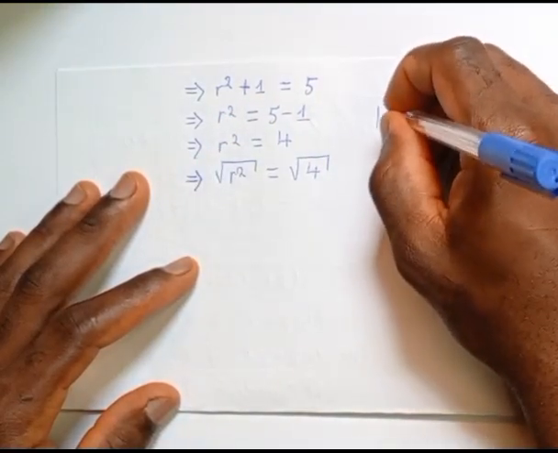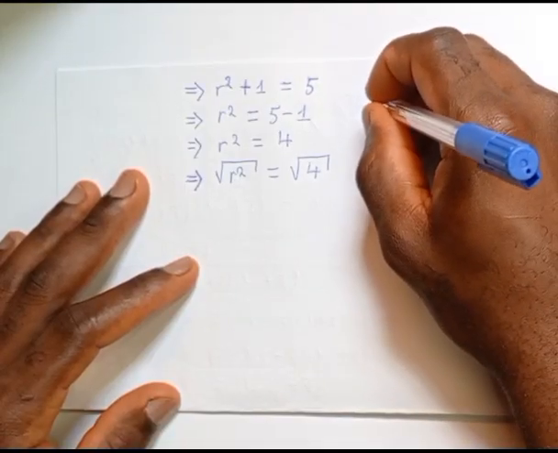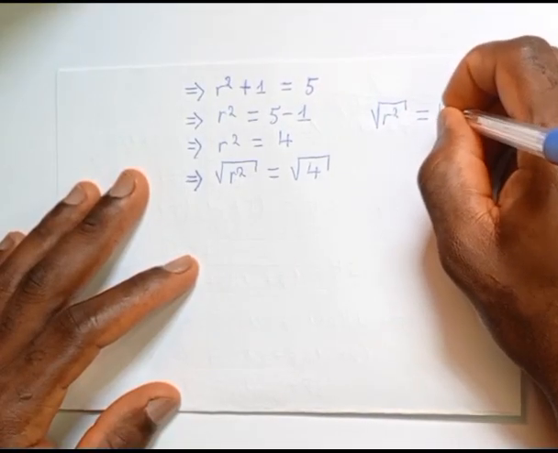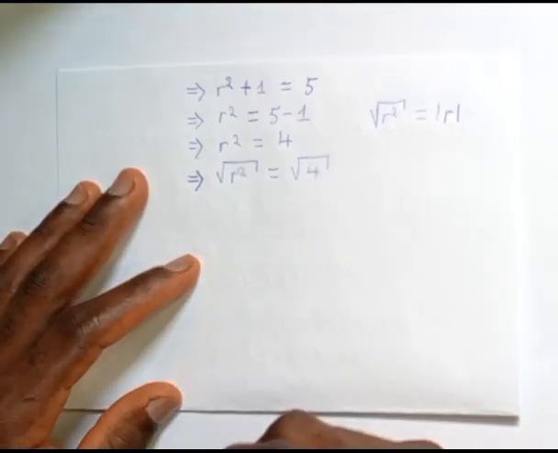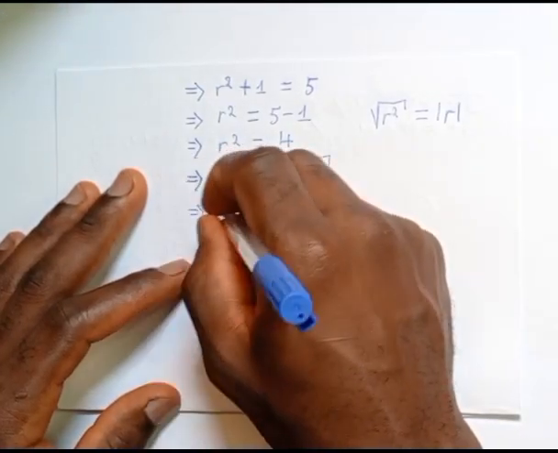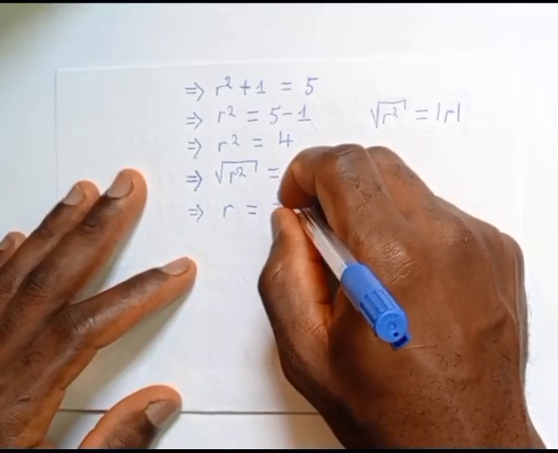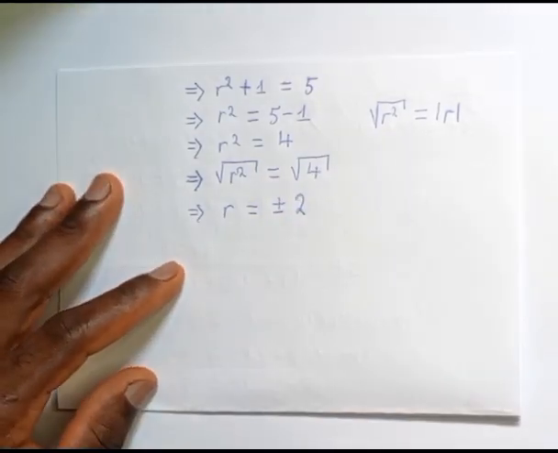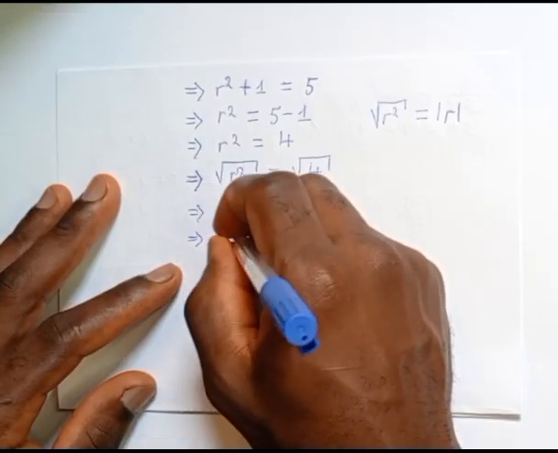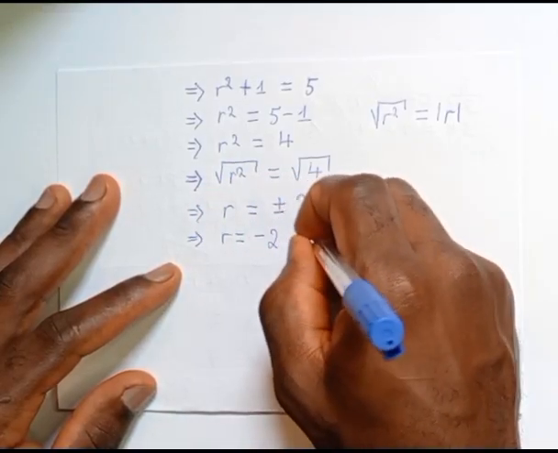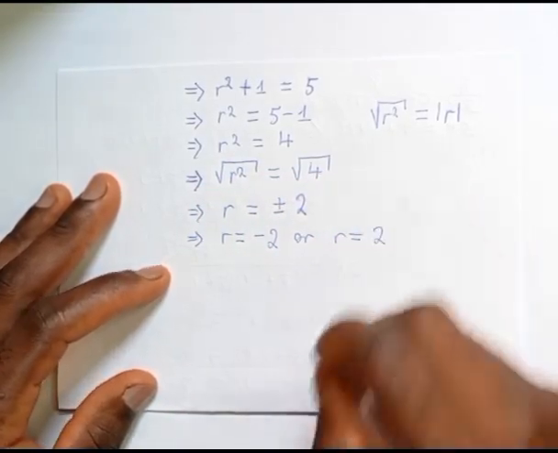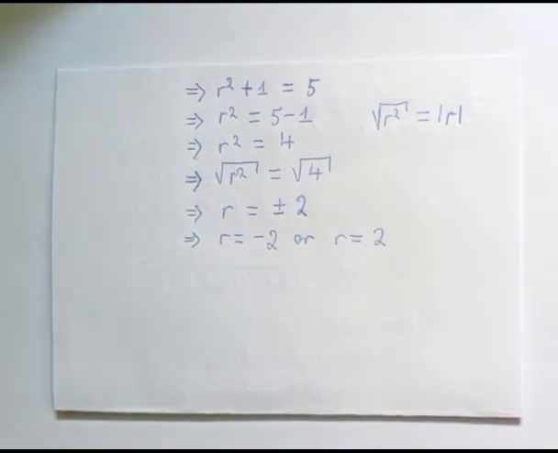Remember, the square root of R squared is simply equal to the magnitude of R. As such, this will imply R will be equal to plus or minus the square root of 4, which is 2. So R has two values, which simply implies R is equal to negative 2 or R is equal to 2. Getting the two values of R, it is possible for us to have two values for a fifth term.